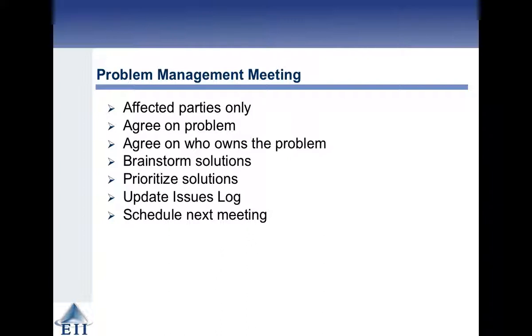When you've got a very specific problem and you're holding a meeting about that problem, you should only really pull in the people who are affected. You need to agree on what the problem is. You need to agree on who owns it. You brainstorm solutions. You prioritize the best of those solutions. You update the issues log, and then you schedule the next meeting. And whoever owns the problem should then fix it and report back at the next problem management meeting.